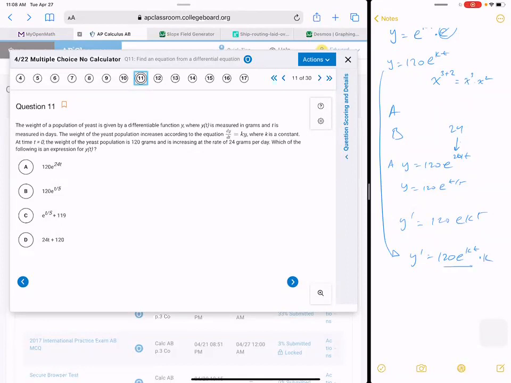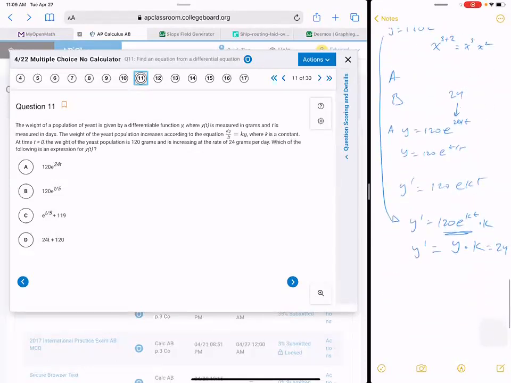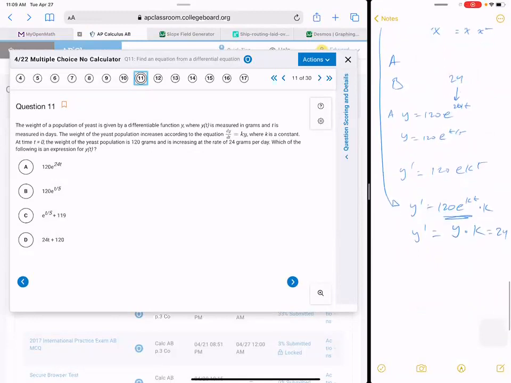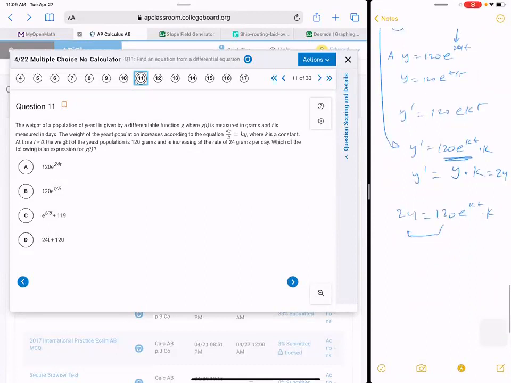And then this here is y times k. And this is equal to 24. Is that what you did? I just plugged in 24 to y prime on the left side. So it's 24 is equal to 120 e to the kt times k. And then you divided this over. So it's 1 over 5 is equal to e to the kt times k.